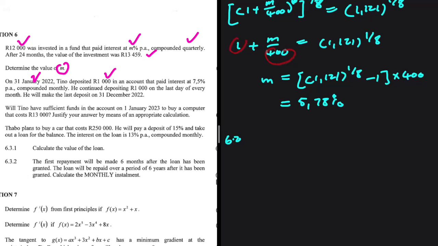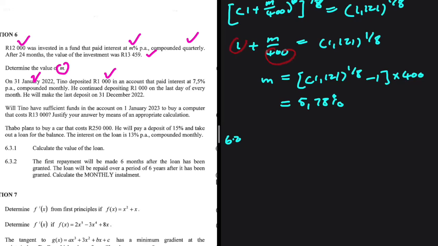We need to note that he continued depositing 1,000 on the last day of every month. He will make the last deposit on 31st December 2022. Will Tino have sufficient funds in the account on 1 Jan 2023 to buy a computer that costs 13,000? Justify your answer by means of an appropriate calculation.